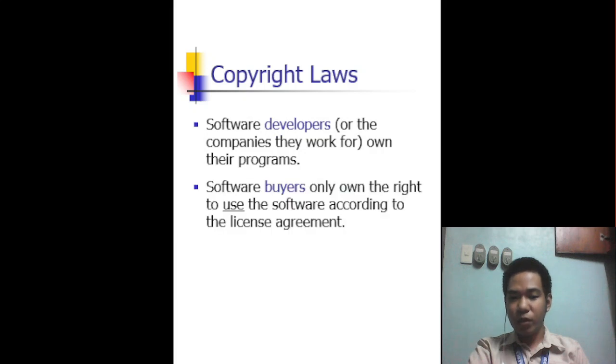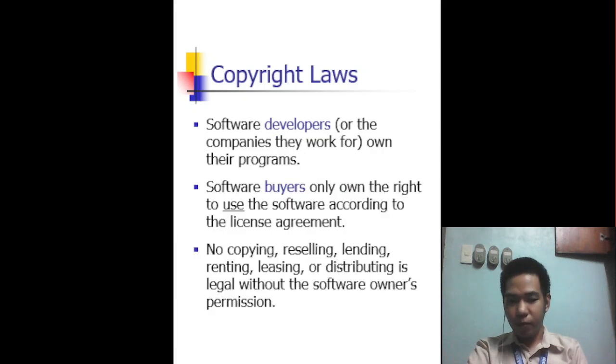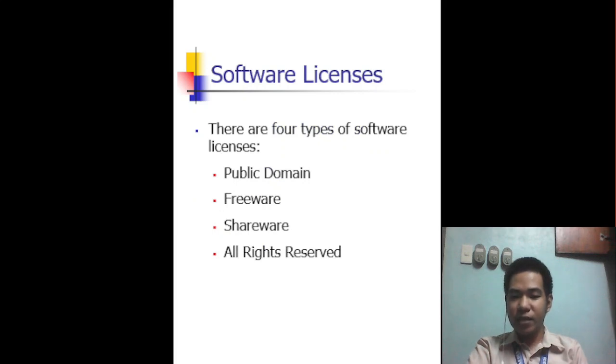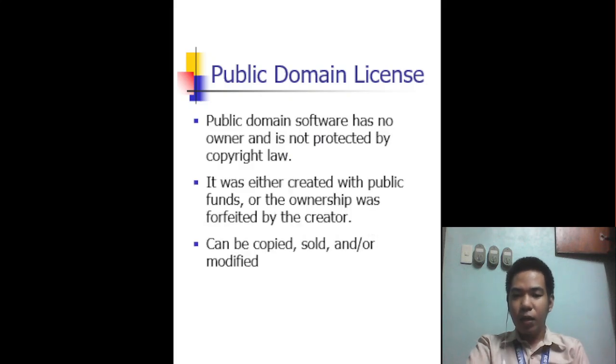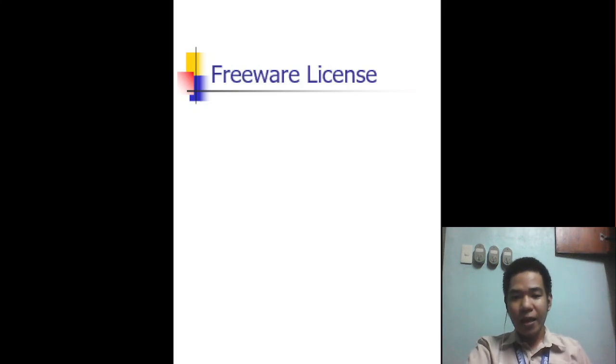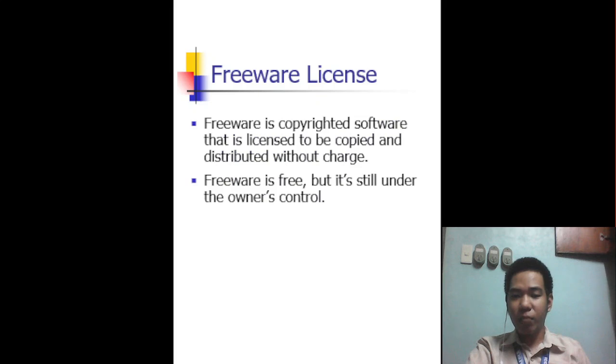Okay. Copyright laws. Software developers or the companies they work for own their programs, software buyers, and so on and so forth. There are also different licenses. We have public domain license, freeware, shareware, all rights reserved. Public domain is software that can be used without the permission of the owner because it's a public license. Even if you don't mention the owner or give the citation, it's okay because it's a public domain license. And freeware license, these are copyrighted software that can be copied and distributed without charge.